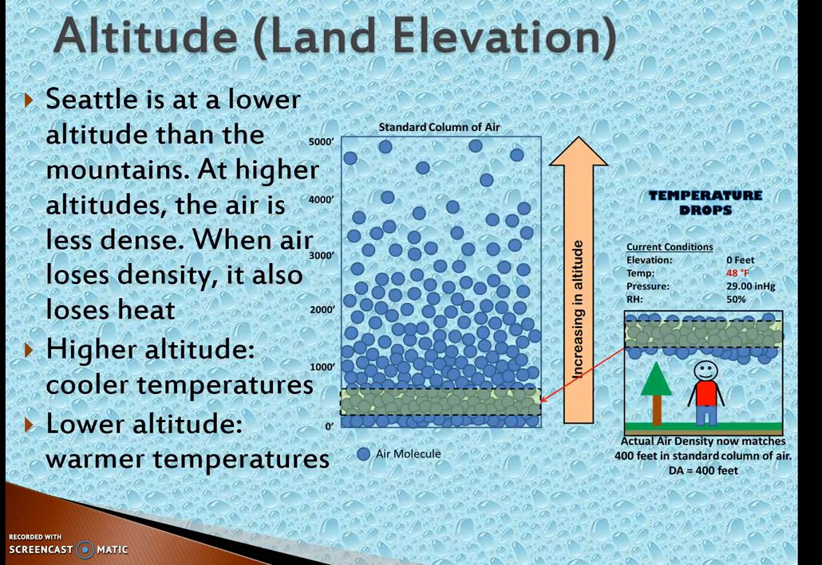So next is altitude, not to be confused with latitude. Altitude is the land elevation. Seattle, for example, is at a lower altitude than the mountains. At a higher altitude, up here, the air is less dense. When air loses density, it also loses heat. So this is why as you go up into the mountains at a higher altitude, the land has a higher elevation, it is cooler, versus down at a lower altitude, the air is much warmer because there are a lot more molecules.